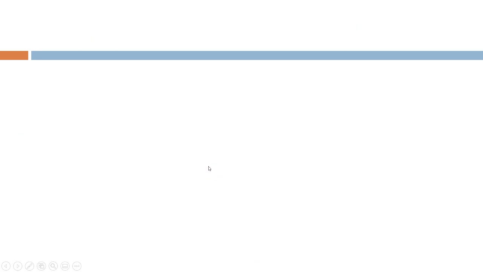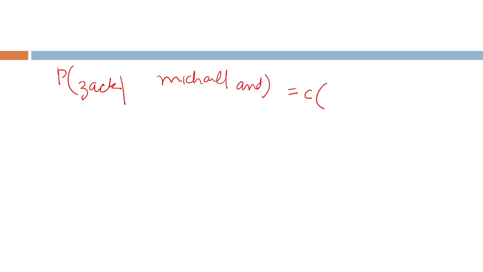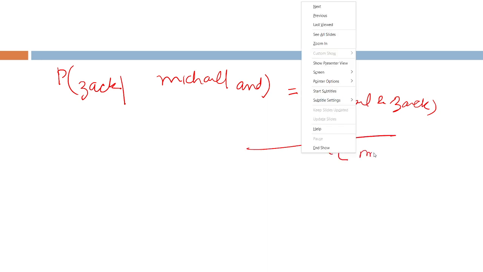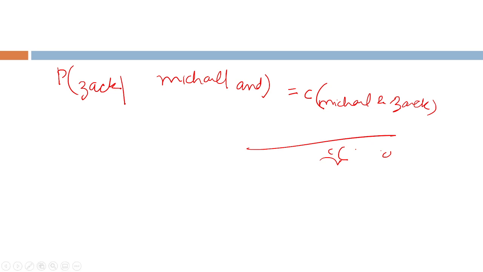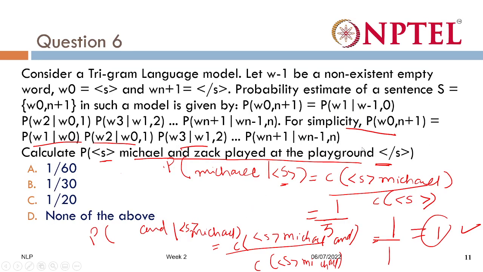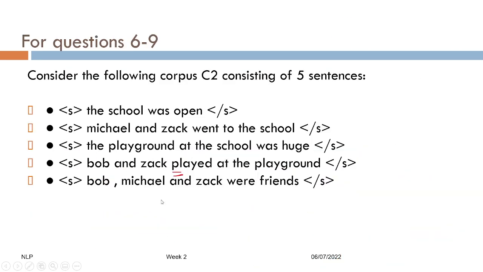So here also, if we want to compute the probability of Zach given Michael and, what will it be? Count of Michael and Zach upon count of Michael and. So what is that count? Michael and Zach: how many times is Michael and Zach occurring in this corpus?